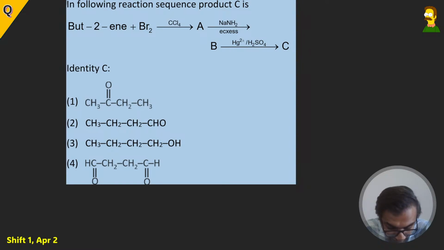In a following reaction sequence, product C is what? I was proud of me for getting this question right because it's an organic question and it's not that hard, right? CCl4 अगर तुमने add किया butene तो क्या हो जाएगा? It'll just get brominated. CCl4 is a solvent. It'll just get brominated, right? Butene कैसे draw करोगे? ऐसे? No, that's butene. Butene मतलब बीच वाला.